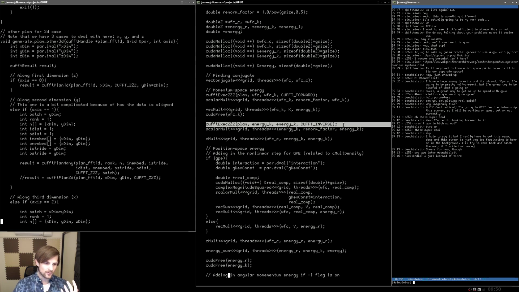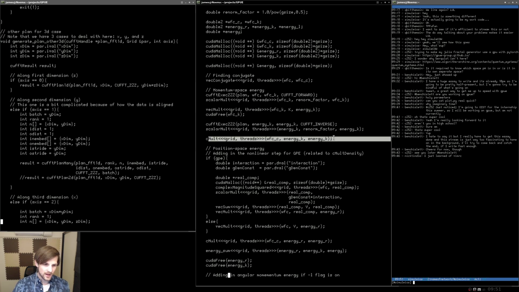We're going back, and we're just going to do scalar multiplication by the renormalization factor, and then a complex multiplication with the wave function conjugate. So all we did is we moved into momentum space, multiplied by the k operator, moved back, multiplied by the wave function conjugate. I see no reason why this would be any problem. Should be rather straightforward. And when we run our unit tests for GPUE, it seems to be just fine. Because one of the unit tests is to make sure that the energy of a simple harmonic oscillator is correct. And it seems fine.